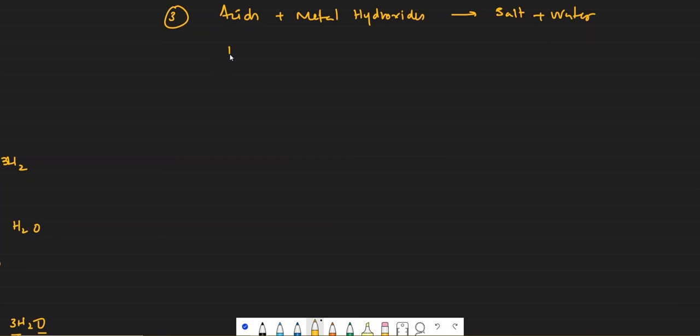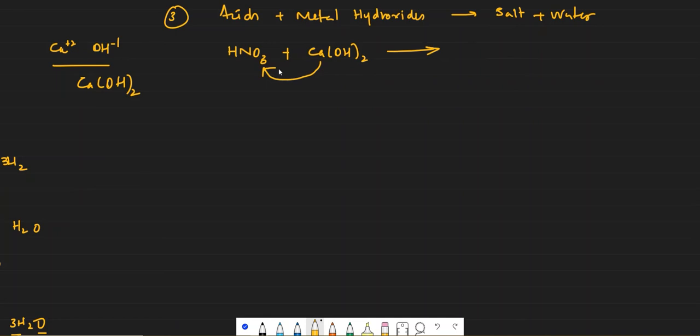And any metal hydroxide, now let's say I'm taking calcium hydroxide. So calcium is plus 2, hydroxide is OH minus 1. So now you'll write its chemical formula will be Ca(OH)2. And how will the salt form? Metal will hit the negative ion of the acid. Metal here is calcium plus 2. And negative ion is NO3 minus 1. So you'll have calcium nitrate, which will be Ca(NO3)2 and water.